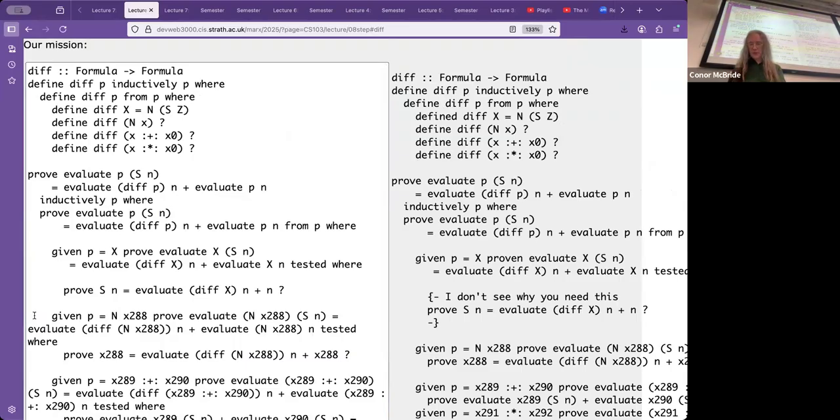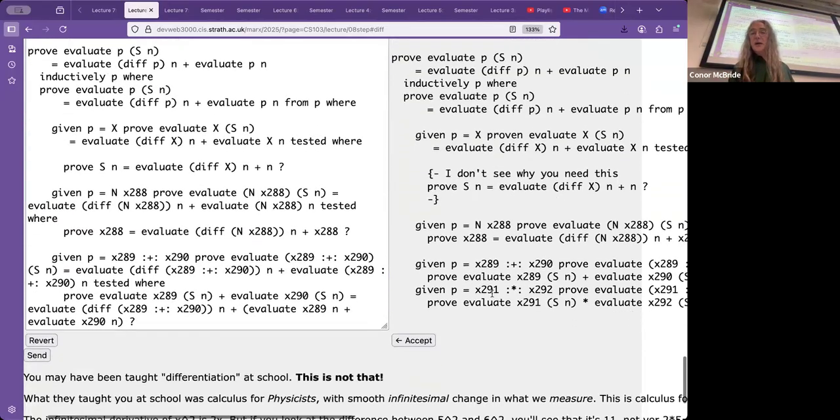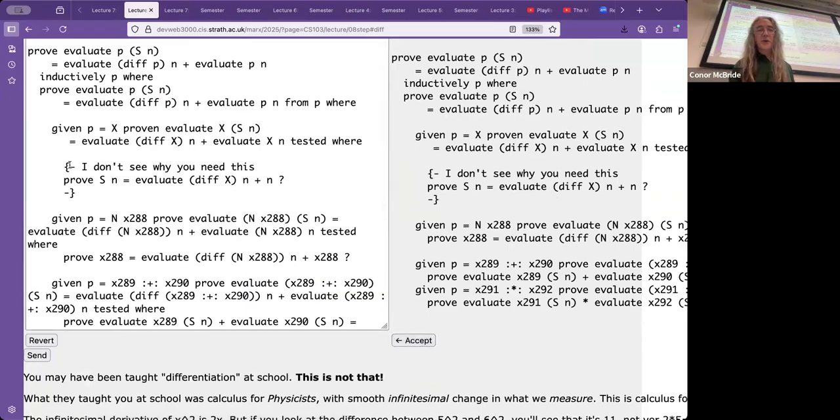We'll do one more step. So now you can see, in fact, the ask is saying, what are you bothering with this case for? It's done already, right? So the goal disappears once we fix the definition to just be true.